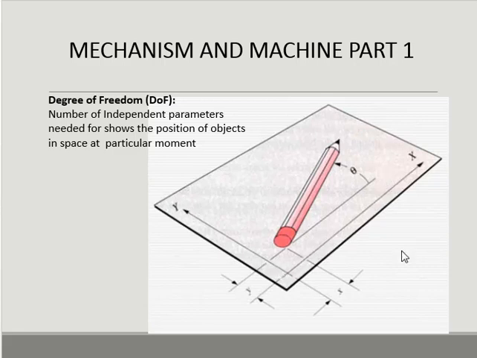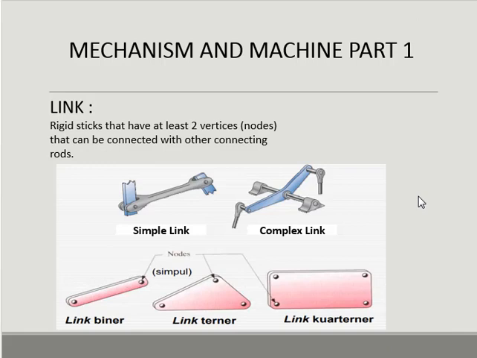Besides x and y direction motion, the pencil has a rotation motion based on this axis. In a mechanism in a machine, we have two big parts. The first part is the link, and the second part is the joint.